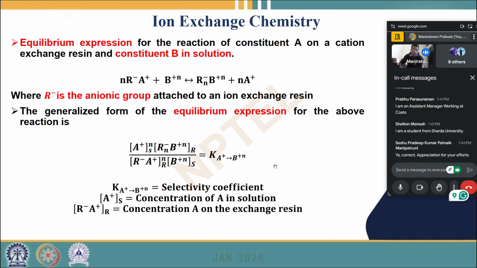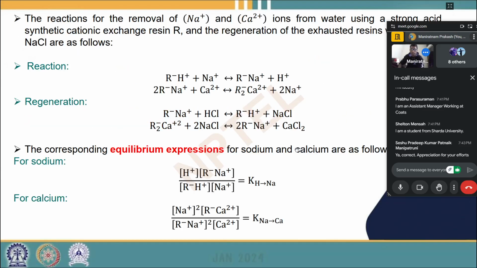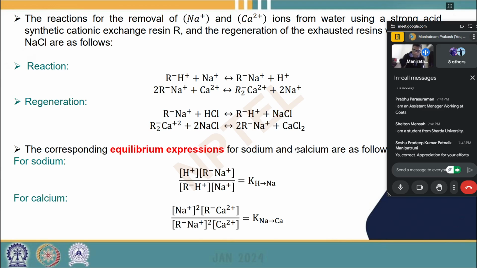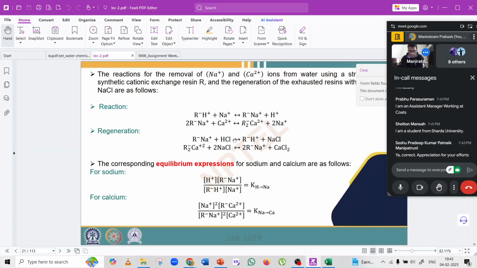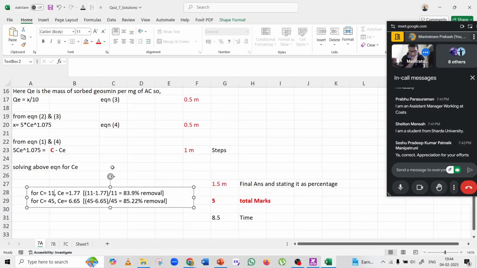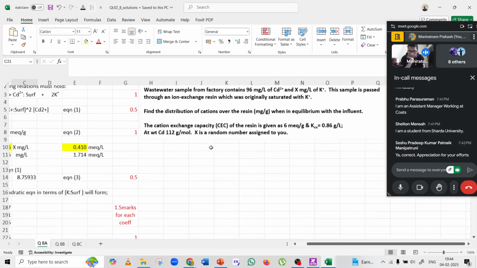So this was all about ion exchange chemistry. Then we have one more question related to this topic. Let me get that question, if I have it or not. These are my MTech questions. This question is there.